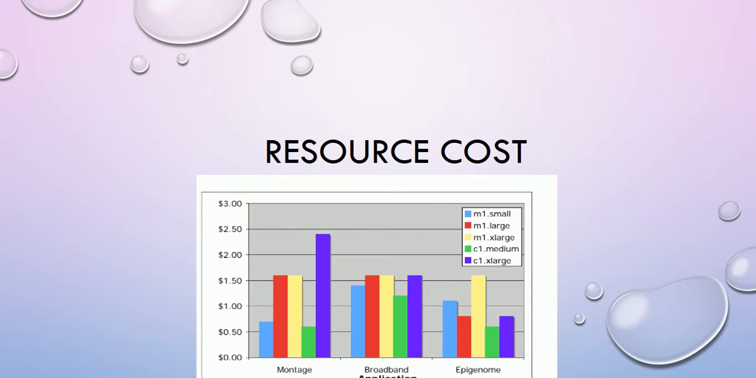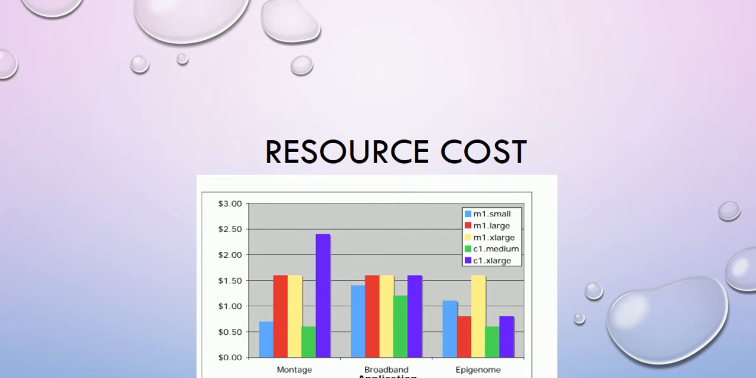So let's go back to the resource cost. What's the resource cost all about? Each of the 5 resource types Amazon offers is charged at different hourly rates. The most cost effective instance type was C1 medium. C1 medium, you can see in the bar graph. C1 medium had the lowest execution cost for all the 3 applications. This one, right?